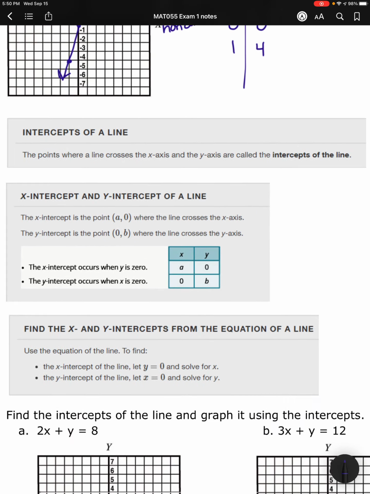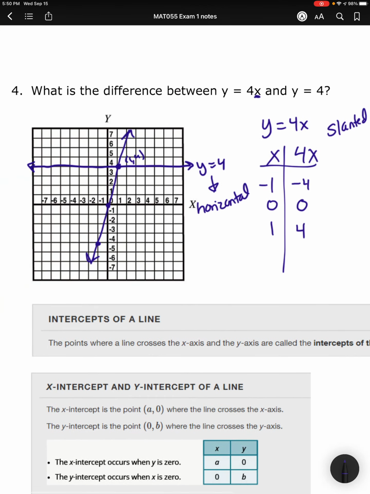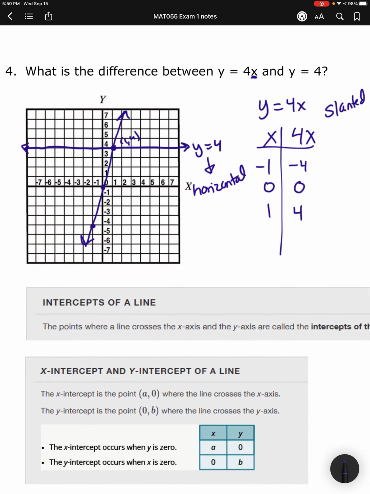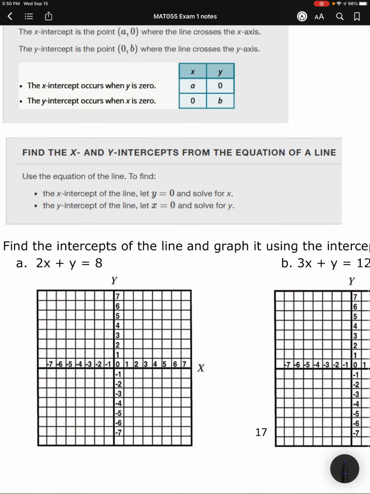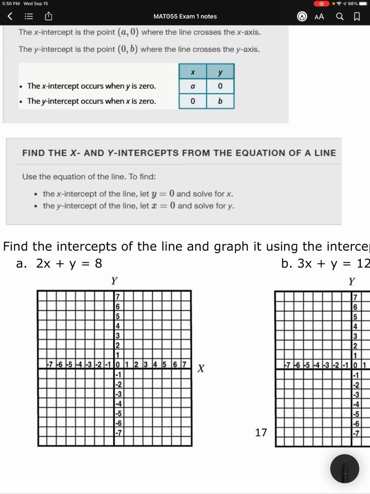Intercepts. So intercepts are just where the line crosses the x and the y axis. So most lines have both an x and a y intercept, but you see back here, the line y equals 4 doesn't have an x-intercept. It never crosses the x-axis. So there are some exceptions. So the x-intercept occurs when y is 0, and the y-intercept occurs when x is 0. And to find intercepts, you have to plug 0 into one and find the other.